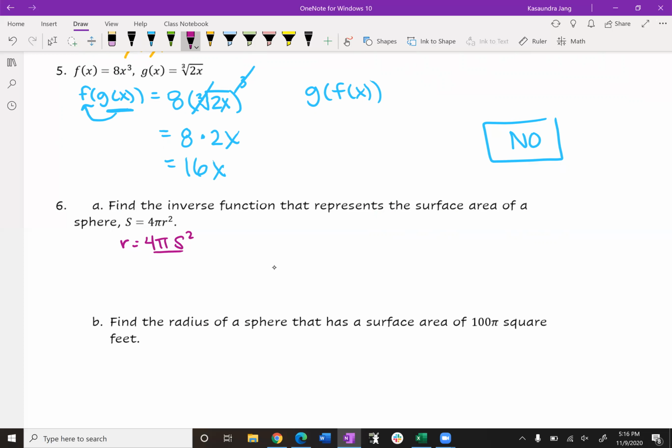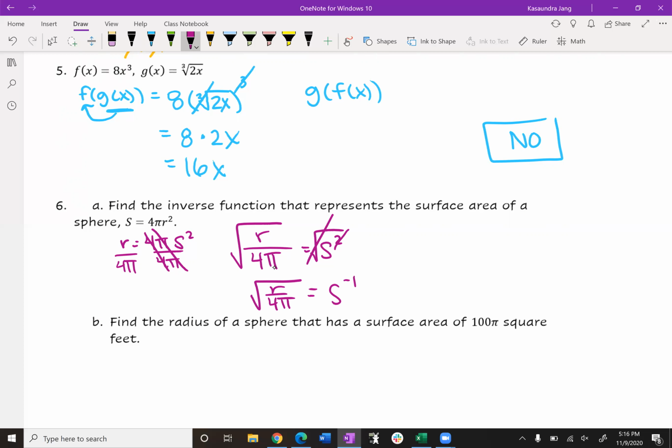So I will divide everything by this 4 pi on both sides. The 4's gone, the pi's gone. I've got r over 4 pi equals s squared. Now I've got to get rid of this squared exponent, so I will do the inverse. I will do a square root on both sides, and I mean the entire side. That whole messy fraction is under my square root. And then I've got my square root and squared exponent. Those are inverses, so they're gone. Here I'm going to put the little inverse function notation. It looks like an exponent of negative 1, but it means it's your inverse. All right, so there's the inverse.